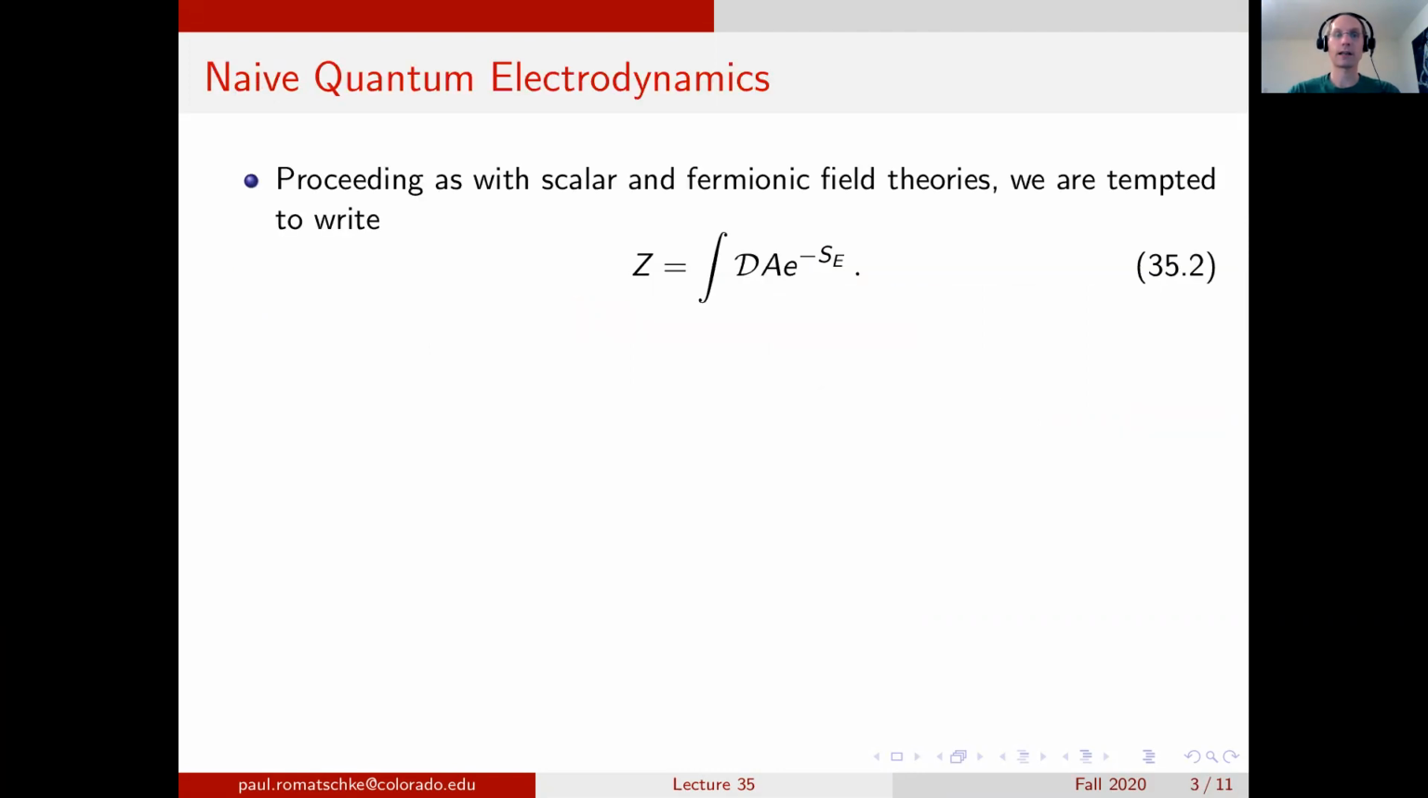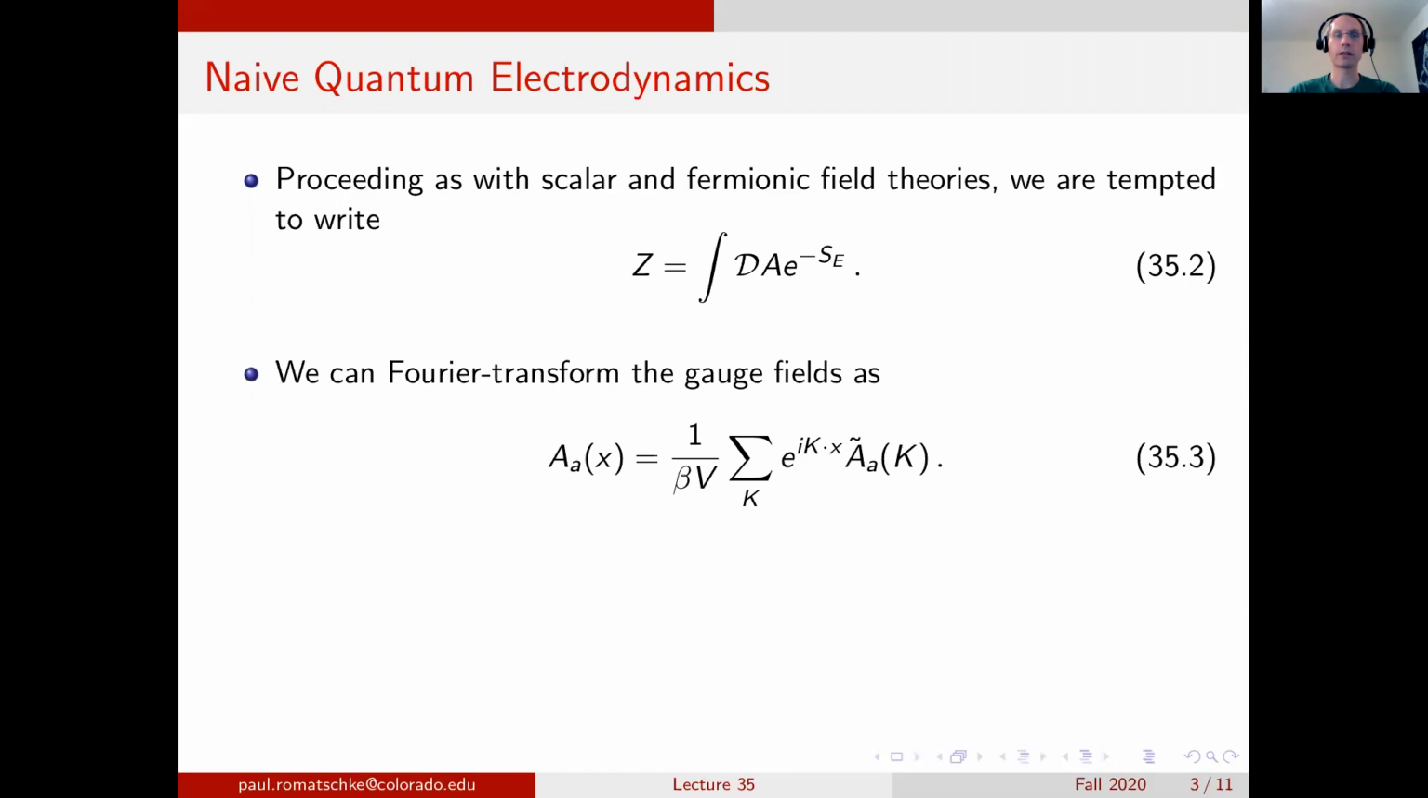Proceeding as with the scalar and fermionic field theories that we dealt with in the previous lectures, we attempt to write that the quantum field theory partition function Z is given as a path integral over the gauge field A times e to the minus of the classical action.